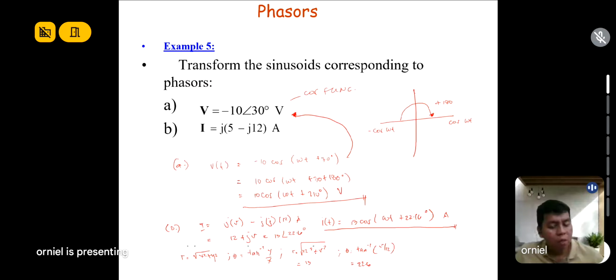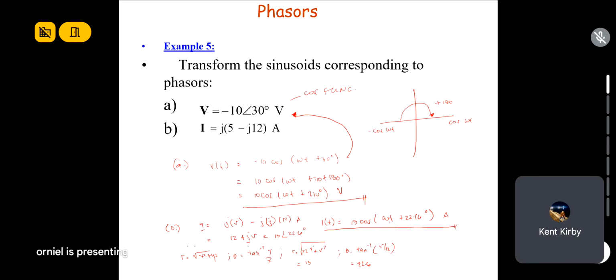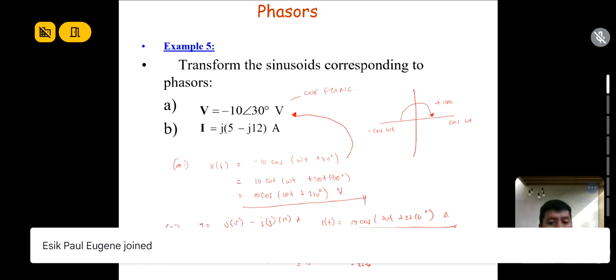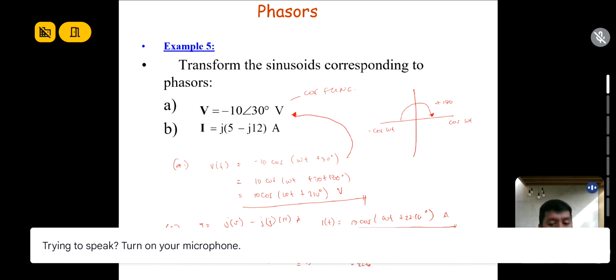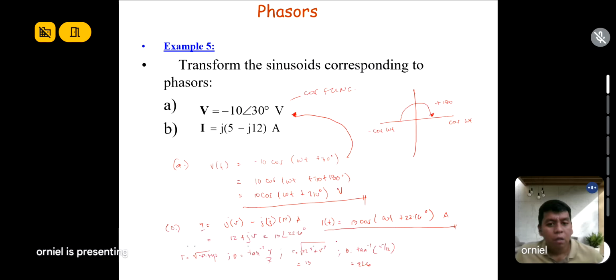There is no given angular velocity, so that's why we have to stick to omega t. And at the same time, the degrees, 22.16, you can get from tan inverse 5/12, and so on. So therefore, this is the time domain of the corresponding sinusoid for the phasor current, which is 12 plus J5. Complete.